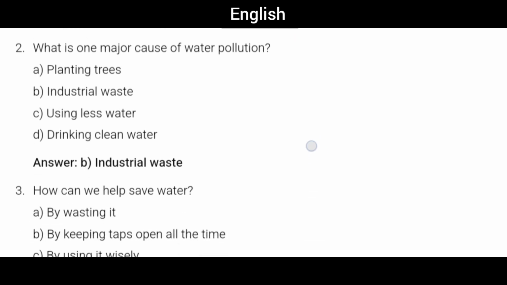Now, what is one major cause of water pollution? Planting trees. When you plant trees, does it cause water pollution? Not at all. Industrial waste? Yes. Using less water, does it cause water pollution? No. Drinking clean water, does it cause water pollution? No. Only the cause here is industrial waste.